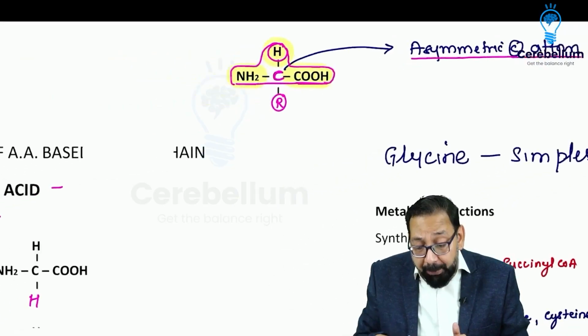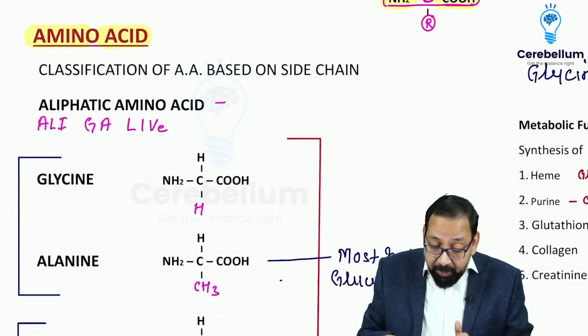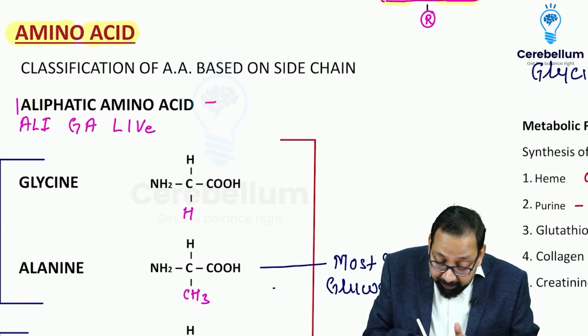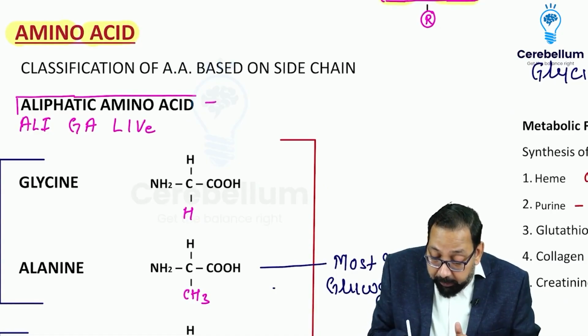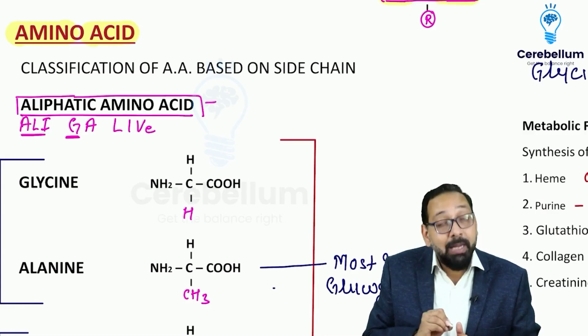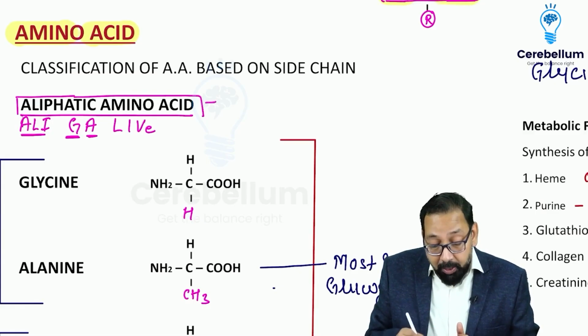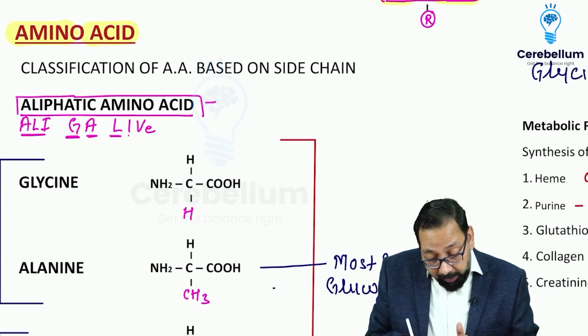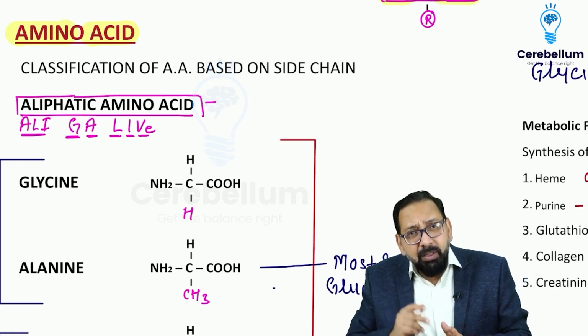First group of amino acids is aliphatic amino acids. Aliphatic mnemonic is Aliga-live. Ali for aliphatic, G for glycine, A for alanine, live: L for leucine, I for isoleucine, V for valine. First is glycine.